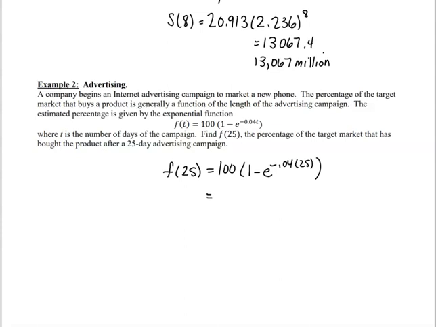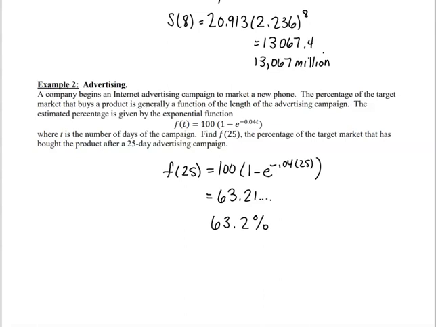Okay, and it comes out to be about 63.21, and it keeps going from there. So if we advertise for 25 days, about 63.2% of our target audience is going to buy our product, which is pretty good based on this model.